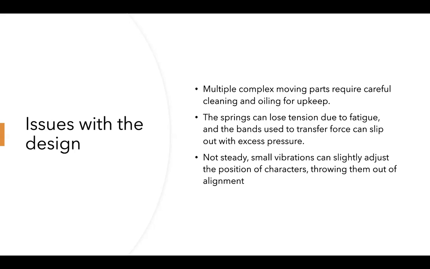And as well, the bands that used to transfer the force from key to paper were put under a lot of pressure, and sometimes they were able to slip out of place or snap completely. And as well, because the machine was so tiny and flimsy, a lot of the parts experienced lots of vibration, and because of this, the keys and other parts could fall out of alignment, potentially ruining the whole design.